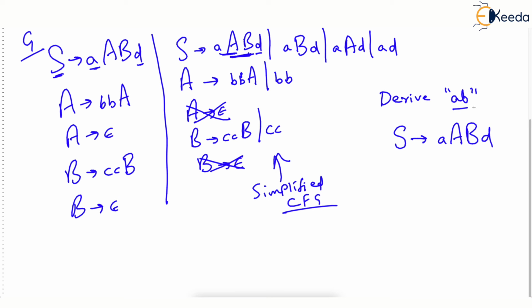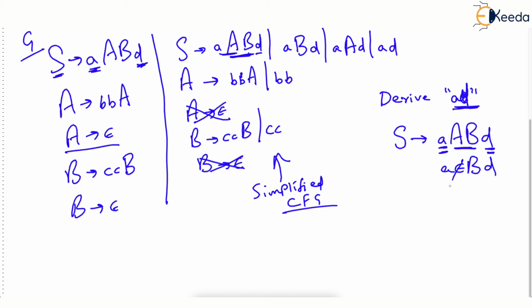Now I want AB, you note. I want AB and I already got this AD. I'm so sorry, the smallest string is AD, not AB. So I already got AD and I want nothing from here. But then you can see that A derives epsilon can be used. So I'll use A derives epsilon, then BD.